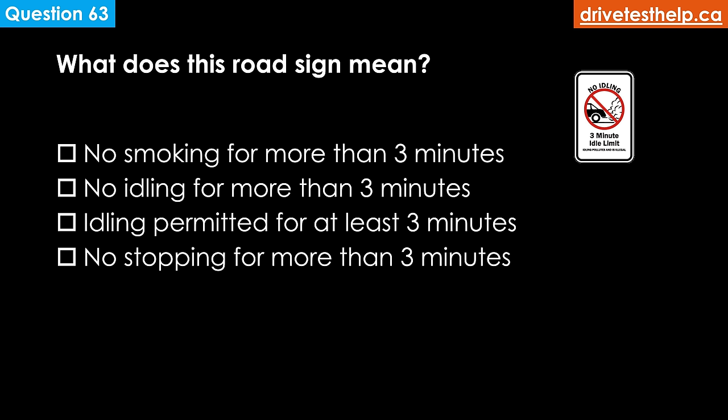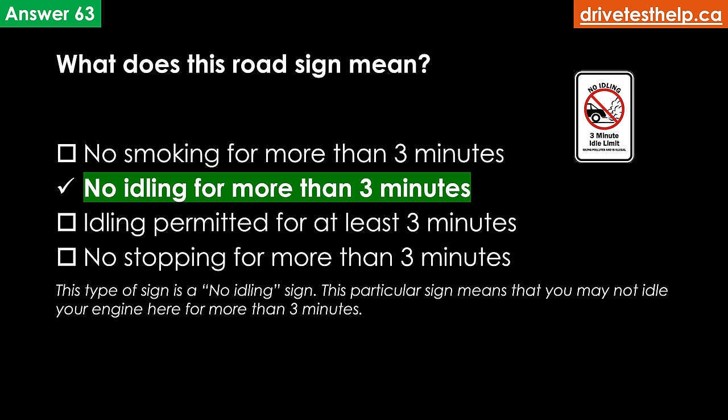What does this road sign mean? No smoking for more than 3 minutes. No idling for more than 3 minutes. Idling permitted for at least 3 minutes. No stopping for more than 3 minutes. The correct answer: no idling for more than 3 minutes. This type of sign is a no idling sign. This particular sign means that you may not idle your engine here for more than 3 minutes.